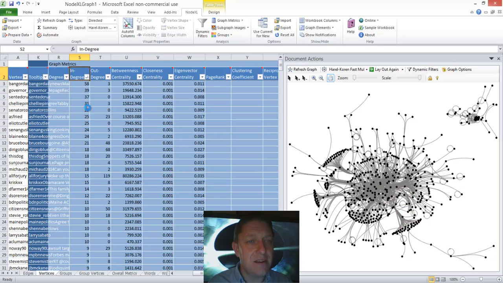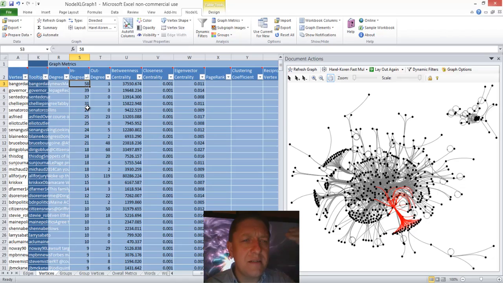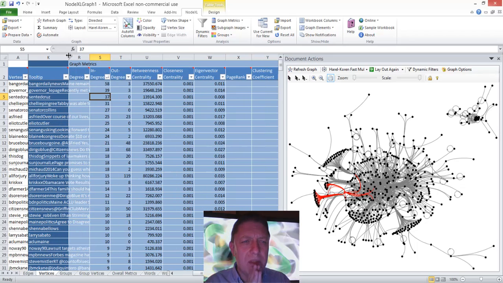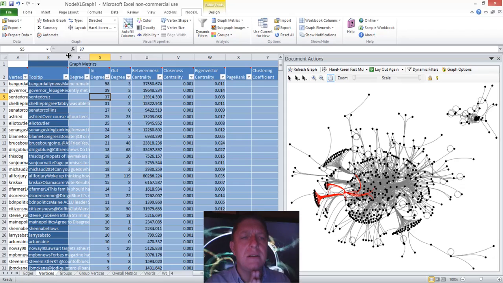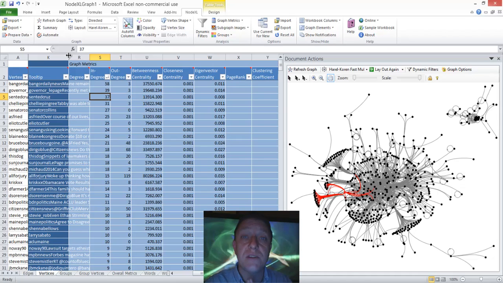So I have the highest in degree: Bangor Daily News, Governor LePage, Senator Ted Cruz, Chellie Pingree, right? So that's interesting, because she's one of our representatives. Senator Collins, Amy Fried, who is a professor of political science at the University of Maine at Orono, and then there's Elliot Cutler, who is being referred to a fair amount, even more than the current Senator Angus King.